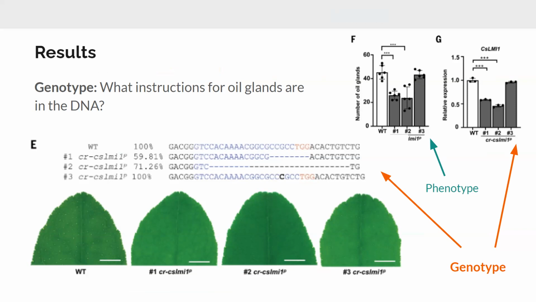As seen on the CRISPR slide, genes can be removed from a strand of DNA. Part E of this image is showing both the genotypes and phenotypes of a wild type, or unedited, leaf, and 3 leaves with different percentages of the CsLMI1 gene removed. F and G are comparing the number of glands as well as how much LMI1 is being expressed. We can look at the heights of the bars and see that the leaf with the completely removed gene has the largest number of glands.